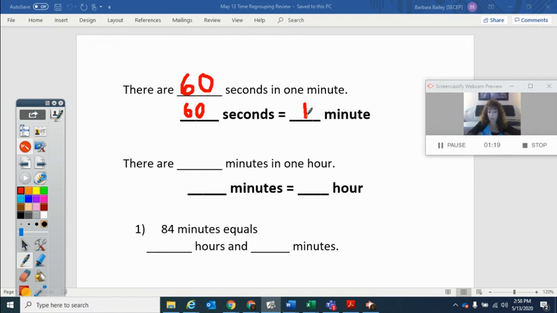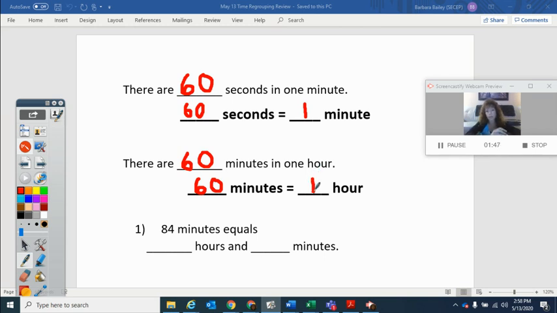Okay, there are how many minutes in 1 hour? There are blank minutes in 1 hour. Well, the magic number again is 60. So 60 minutes in 1 hour. 60 minutes is equal to 1 hour.